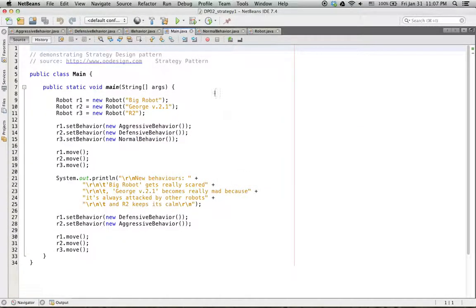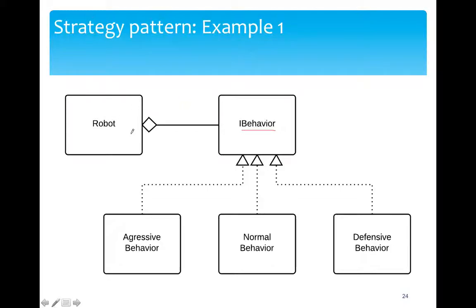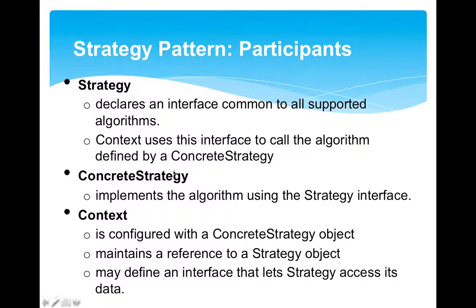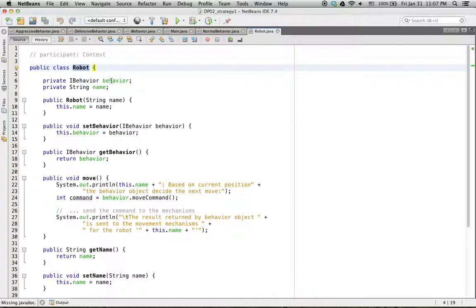So here is the example. First, the robot is a context that uses the strategy. Let me go back to the UML diagram. The robot owns a behavior, and in terms of the participant, the context is configured with a strategy and has a reference to the strategy object. So that's the context participant. The context participant robot has a reference to the strategy behavior, and then the concrete one is set to this variable. Whenever the robot needs an algorithm for move, it simply calls the algorithm set in this variable.